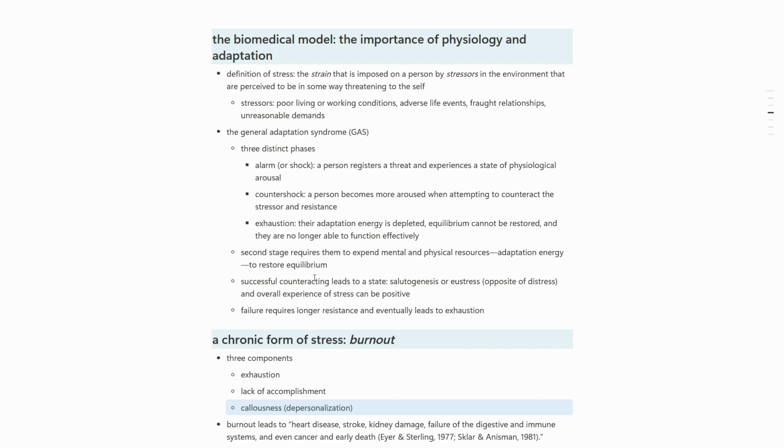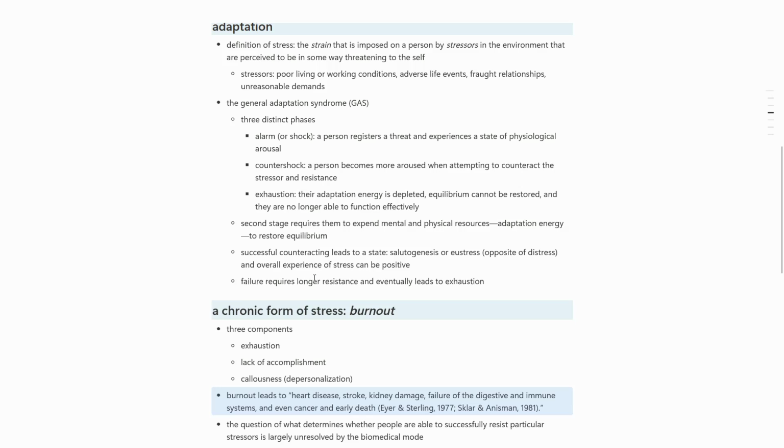Maybe I think more of a passion or positive emotions. A lack of such emotions is called closeness. And because a lack of emotion is like not being a person, I think it's called depersonalization as well. Burnout leads to heart disease, stroke, kidney damage, failure of the digestive and immune systems, and even cancer and early death.